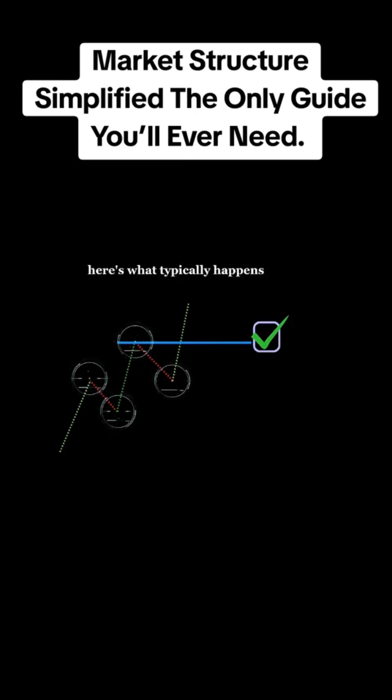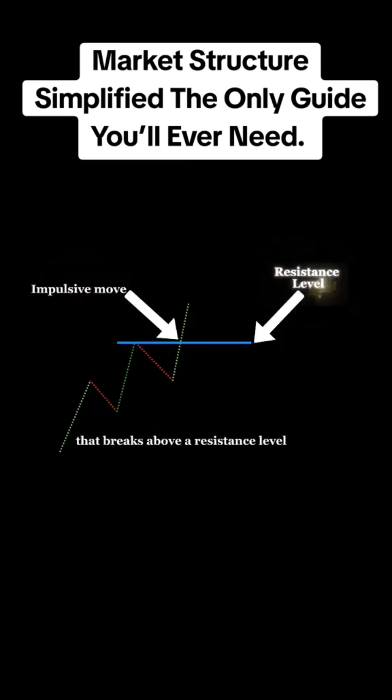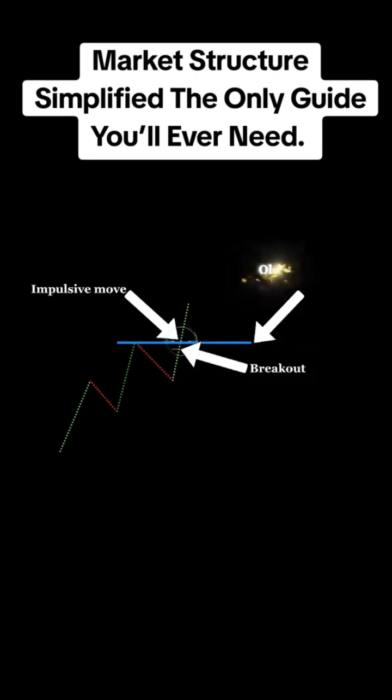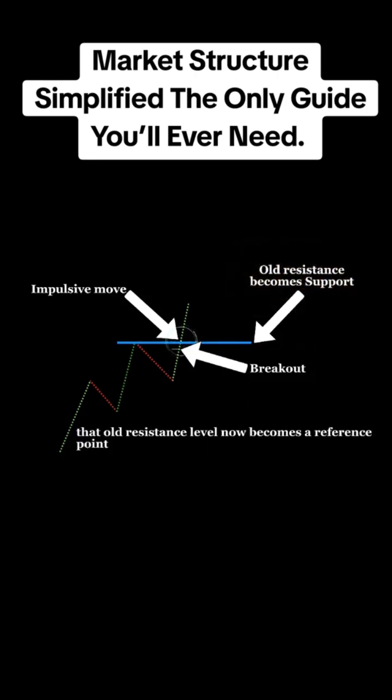Here's what typically happens. The market is moving upward, creating an impulsive move that breaks above a resistance level. This resistance is a price zone where sellers previously stepped in, causing price to pause or reverse. But this time, buyers break through that resistance with strength. Once that happens, something important changes. That old resistance level now becomes a reference point, a zone we watch closely.